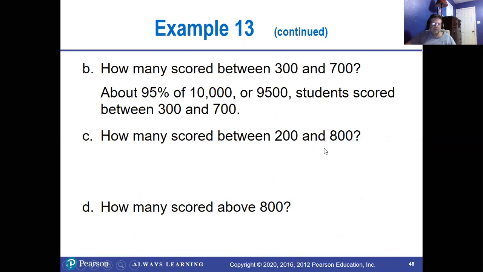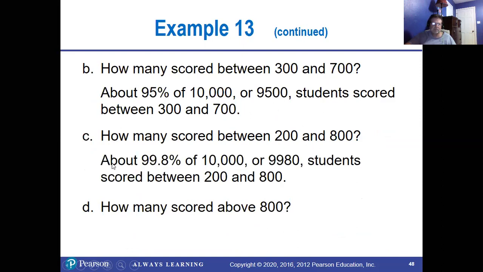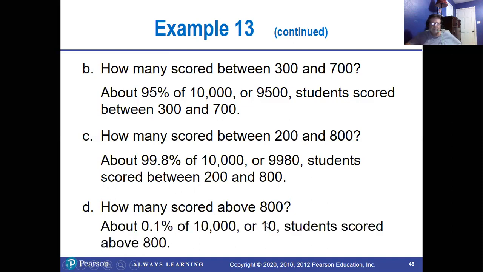How many scored between the rest? Well, that's the last 5%, right? So 99.8% would have scored there. That's why you have 9,980 of the students. So that leaves you with just 20 more students. How many scored above 800? Should be 10 above it and 10 below the bottom.